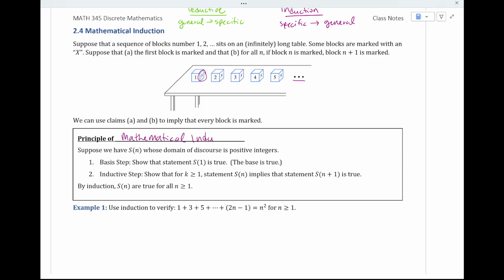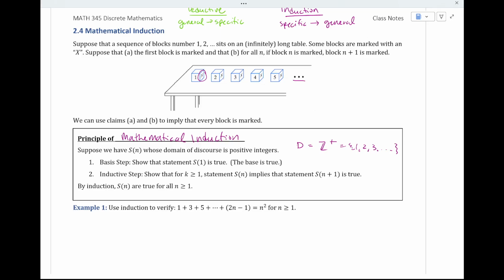Mathematical induction. It's going to be a new style of proof that we're going to do. And in order to do mathematical induction, we're going to have two steps. We're going to have the basis step, and we're going to show that whatever statement we're working with is true when n is equal to 1. Our domain of discourse here is positive integers, which are 1, 2, 3, etc. So we're going to show that it works for block 1, so to speak, or that the first case is true, the base case is true.